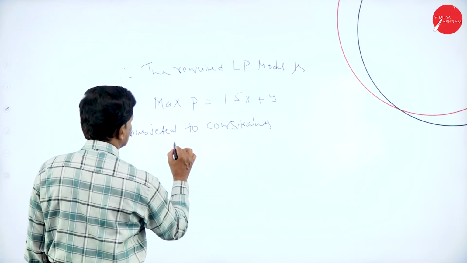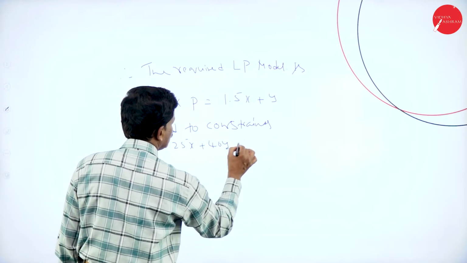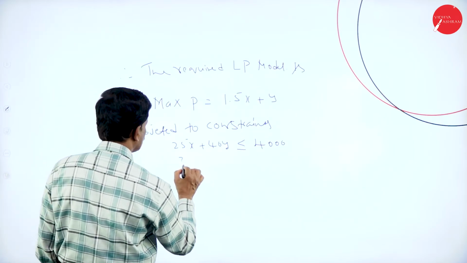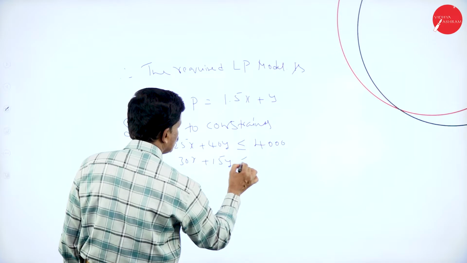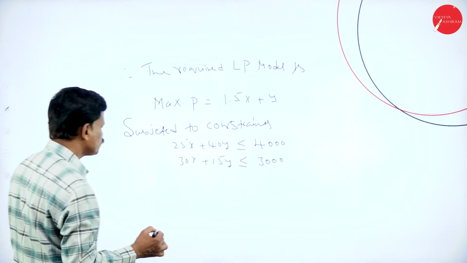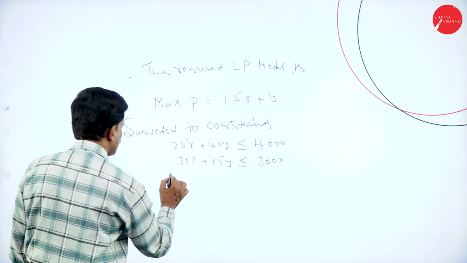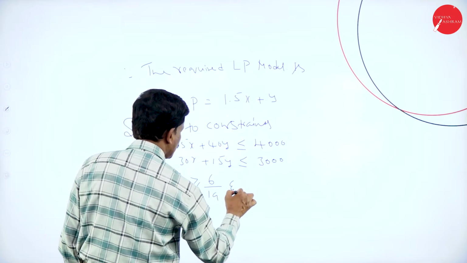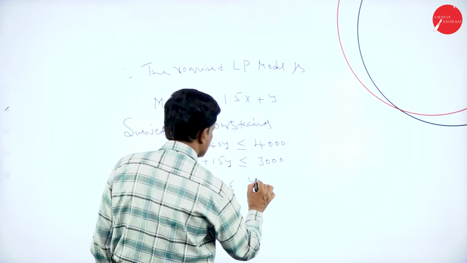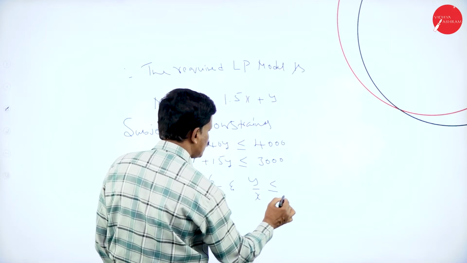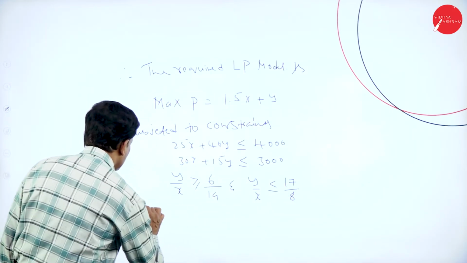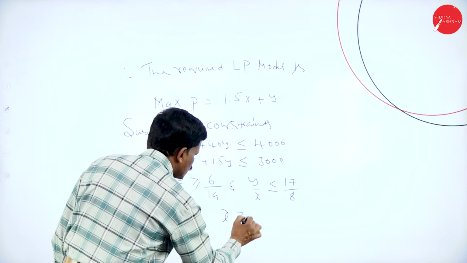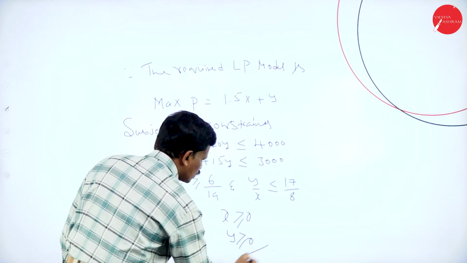25x + 40y is less than or equal to 4000, and 30x + 15y is less than or equal to 3000, and the condition y by x is greater than or equal to 6 by 19 and y by x is less than or equal to 17 by 8, and the non-negative restrictions: x is greater than or equal to 0 and y is greater than or equal to 0.